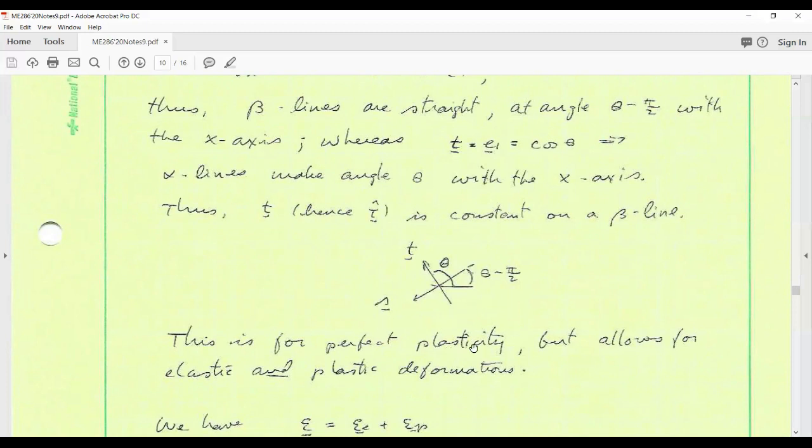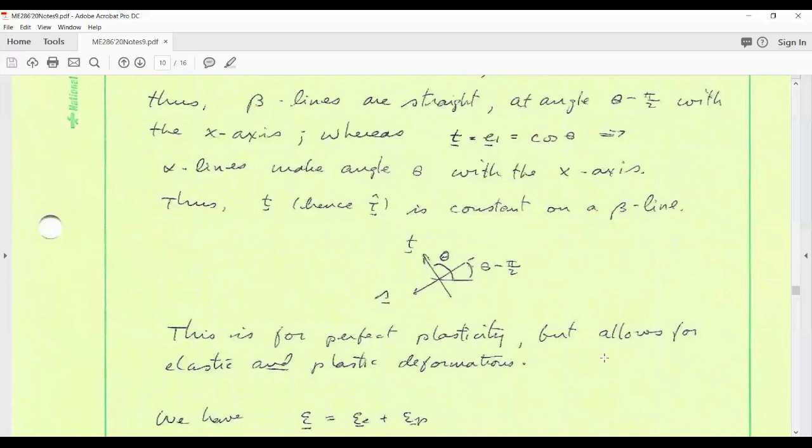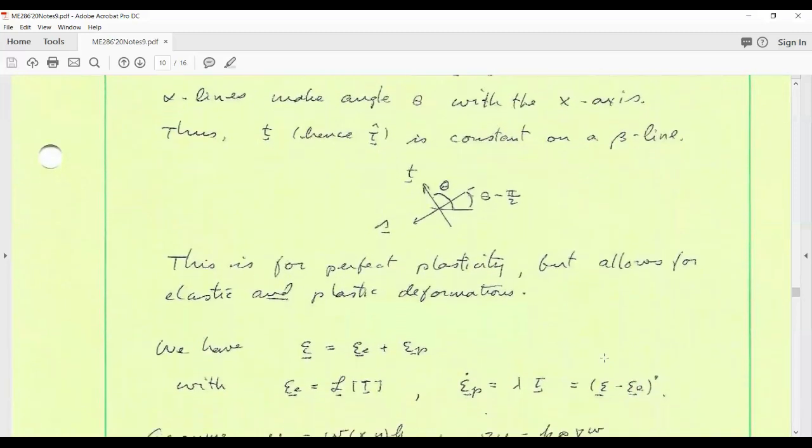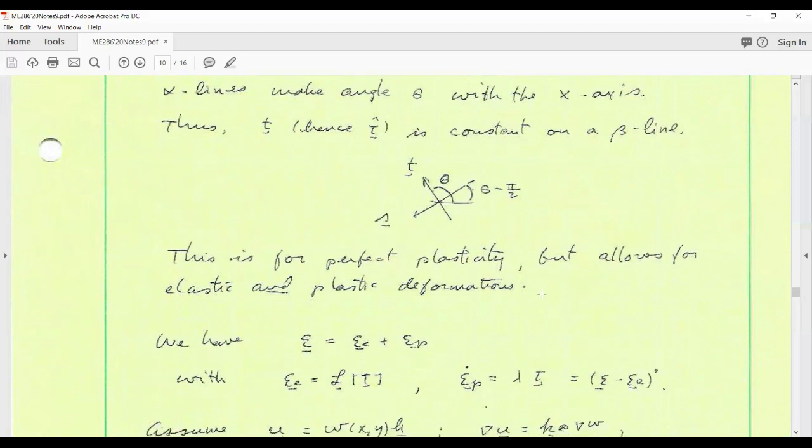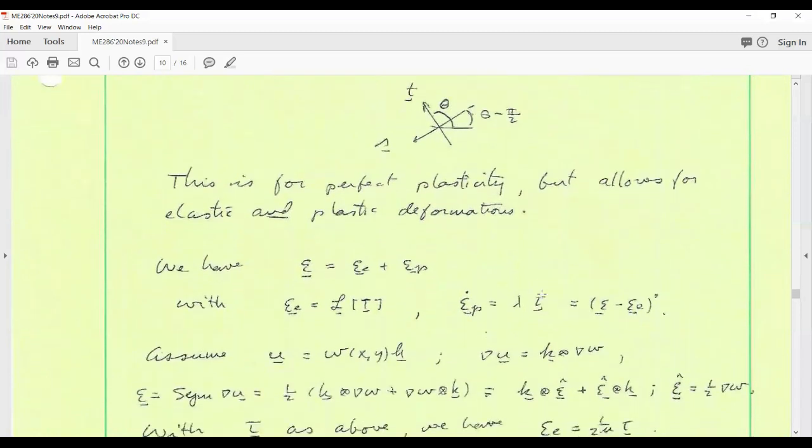So all of this was for the case of rigid, perfectly plastic material. But there's nothing in this that disallows the possibility of an elastic and a plastic deformation. We just have constructed an equilibrium stress field. Let's see if we can construct an elastic and plastic strain field that are consistent with this equilibrium stress field.